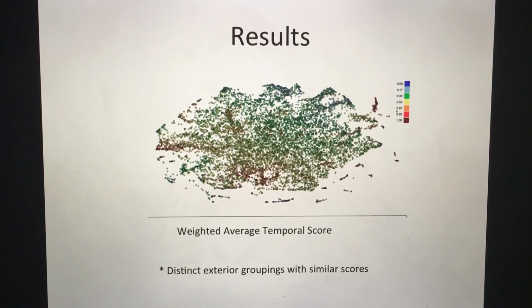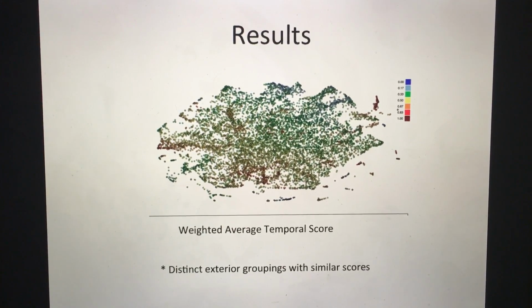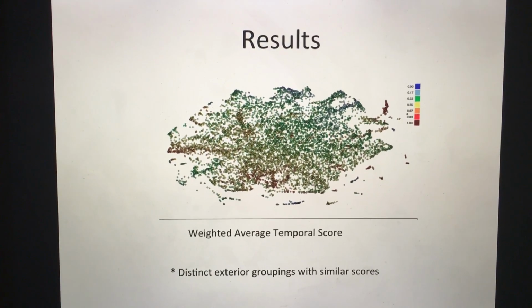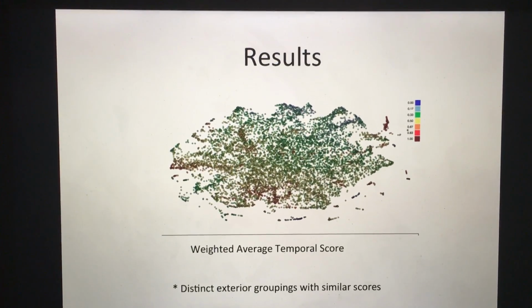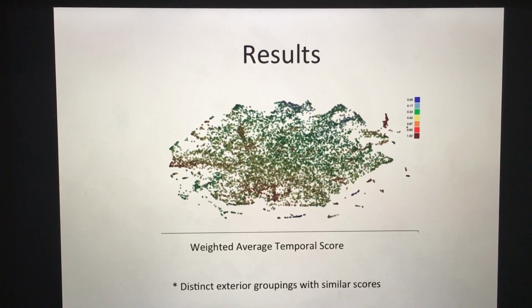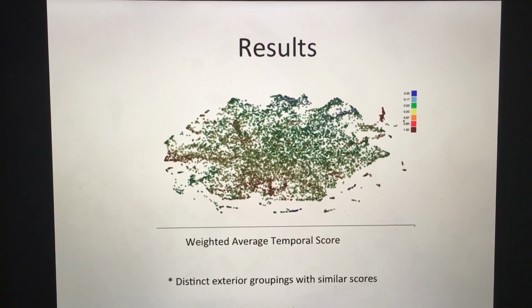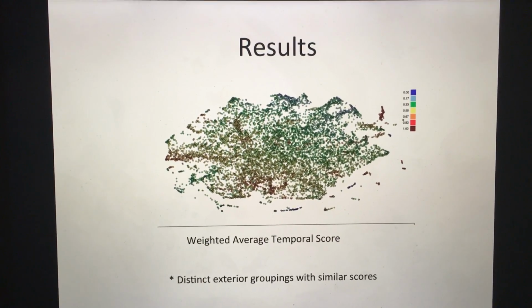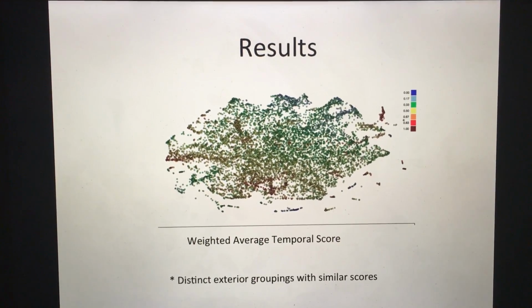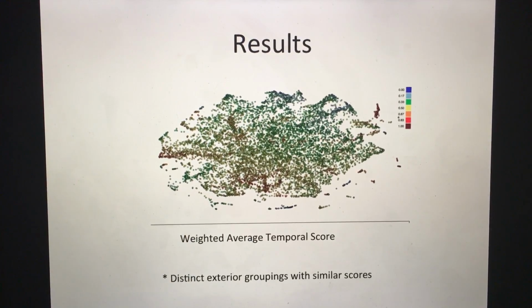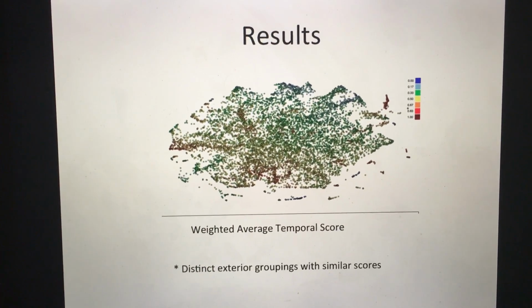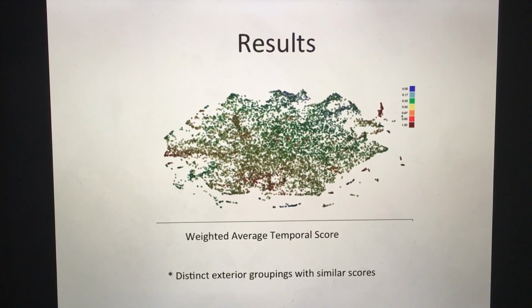As you see here, we have the weighted average temporal score. The temporal score relates to the average location of the events for a patient. Darker or closer to 1 means that the weighted majority of events occurred later, whereas values near 0 mean that the events occurred earlier for a patient.